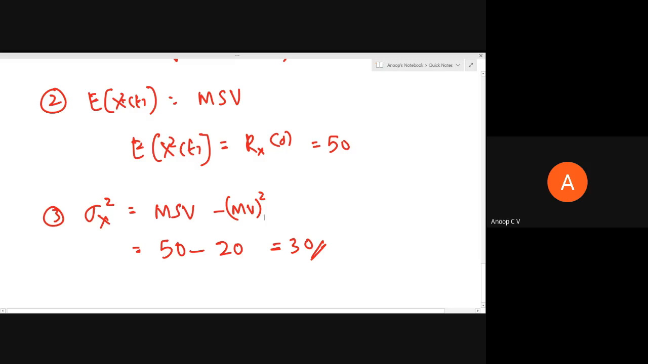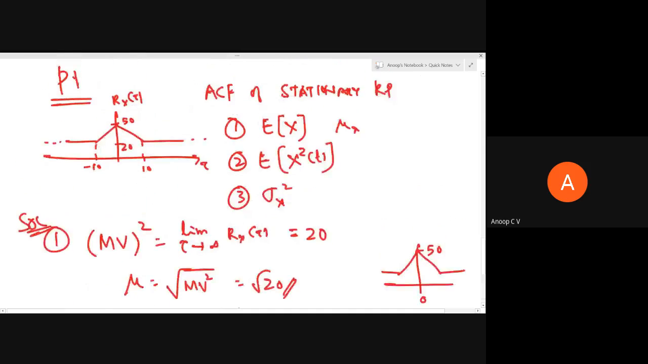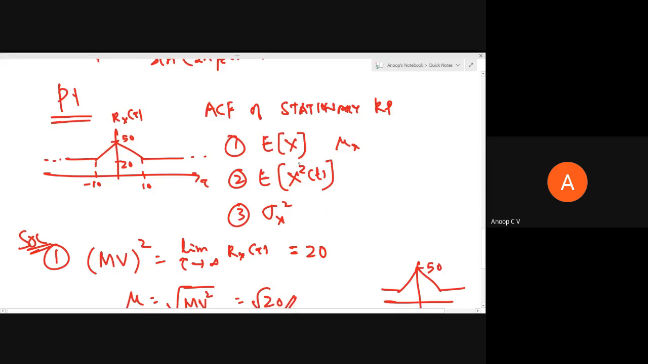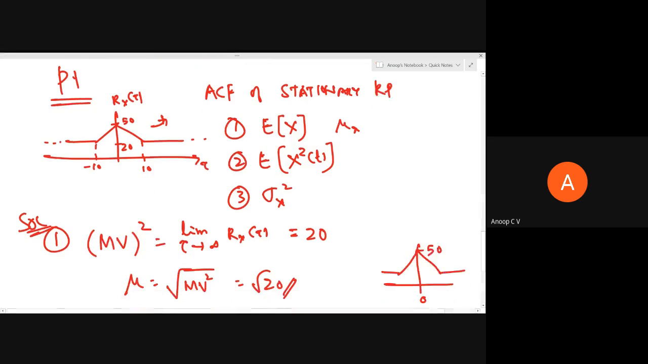Normally, if we are not trying to use the property, then since we know E of x square of t is the average power, what we tend to do is take the Fourier transform of this, find Sx of omega, and then integrate from minus infinity to infinity. That is time consuming. Even though you may end up getting the correct answer, it's going to be very difficult. Of course, finding this Fourier transform itself will take a lot of time. So mostly the questions will be based on properties, so please do keep that in mind.